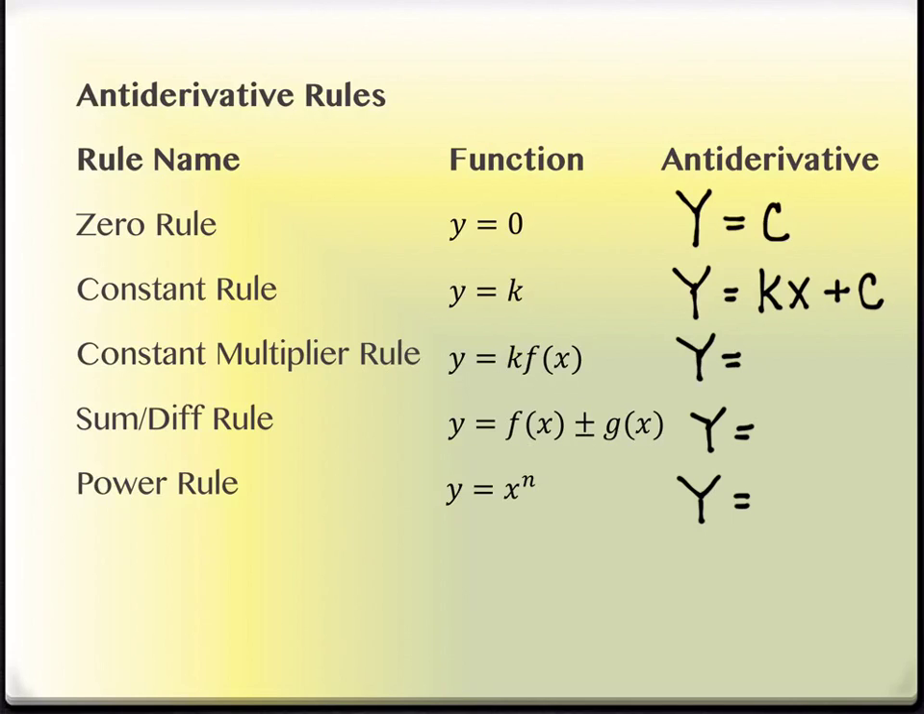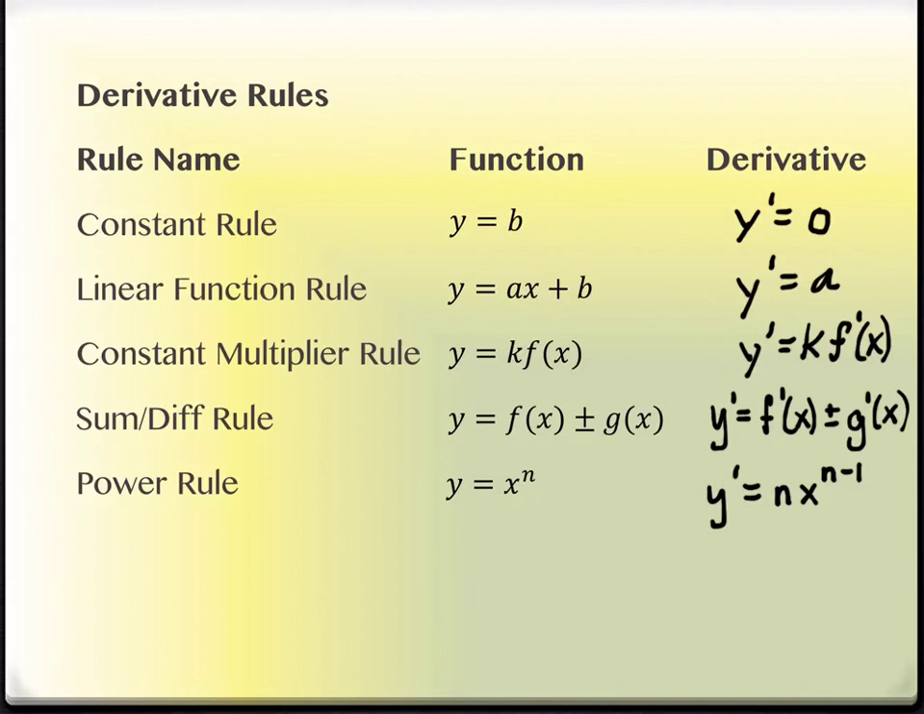All right, so let's see, constant multiplier rule. What do you suppose is going to happen when we have K times f of x? Just guess. What do you think? You're thinking right. How would I have to change it for it to actually make sense to be the antiderivative? K divided by n.